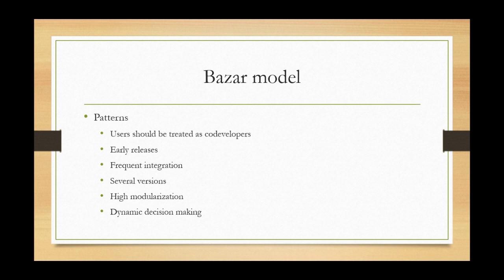Another pattern is early releases. In software development using the Bazaar model, the first version of the software should be released as early as possible. Why should you release your software as early as possible? It is so that you can increase your chances of finding co-developers easily. Remember that we need co-developers in open source development using the Bazaar model. You cannot be just yourself as a developer. You need users as co-developers. So the earlier you release the first version, the earlier you will get users, and hence you will get co-developers.